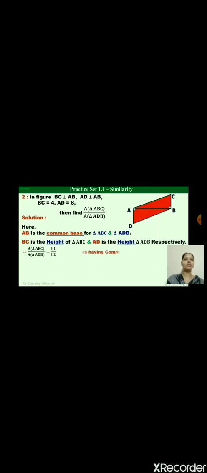Now here reason you have to write as triangles having common bases. The ratio of areas of two triangles with equal bases is always equal to the ratio of their corresponding heights. So H1 is nothing but BC and H2 is nothing but AD. Let's substitute the values. BC is 4, AD is 8. 4 and 8 are divisible by 4. So you will get here 1 upon 2. Therefore, area of triangle ABC upon area of triangle ADB is equal to 1 upon 2.